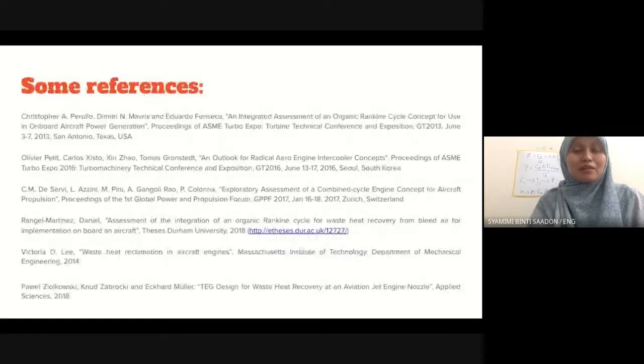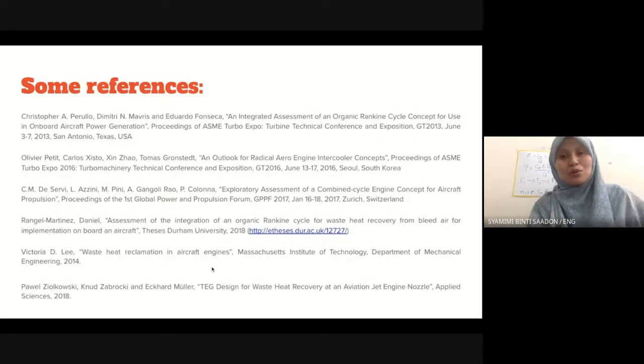This one is some examples of the references. You can go through these references, plus you can also find your own references. For example, an integrated assessment of an organic Rankine cycle concept for use in onboard aircraft power generation. This example includes another cycle, which is a Rankine cycle. You have learned about the Rankine cycle in thermodynamics. So it is another cycle that we include with the actual jet engine Brayton cycle.